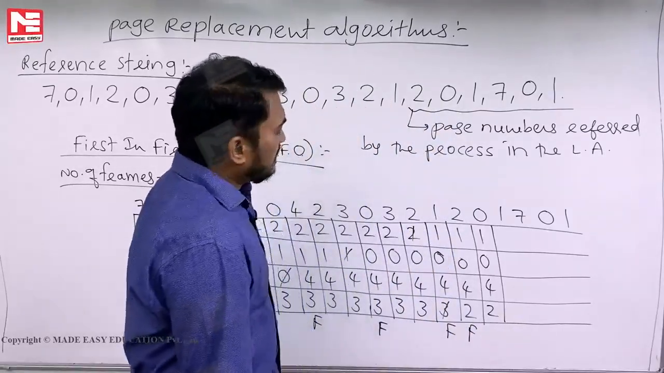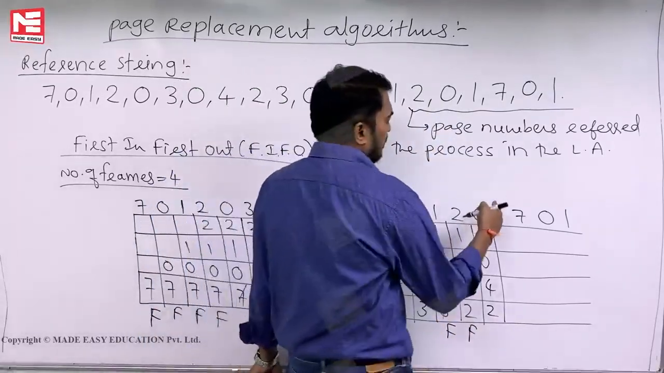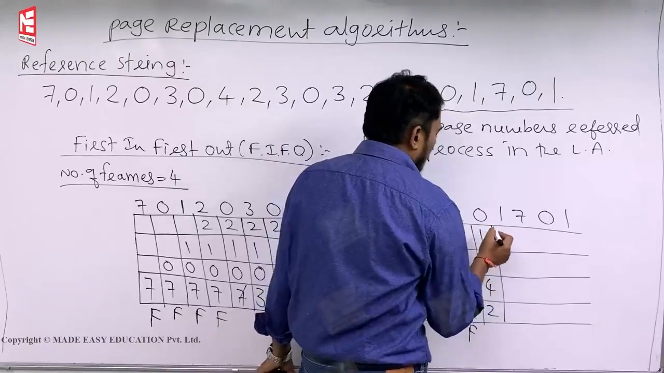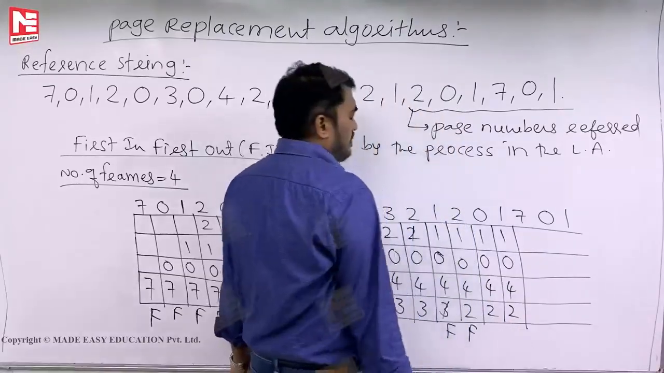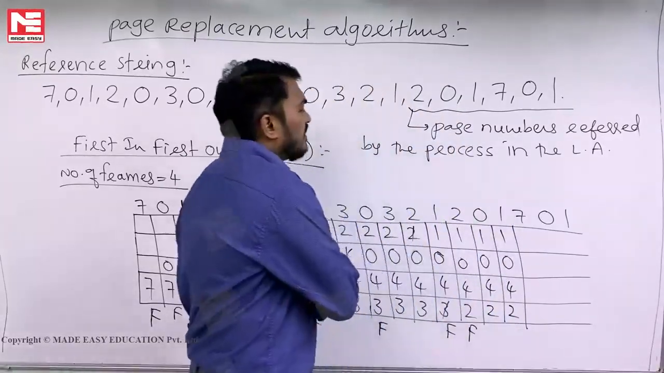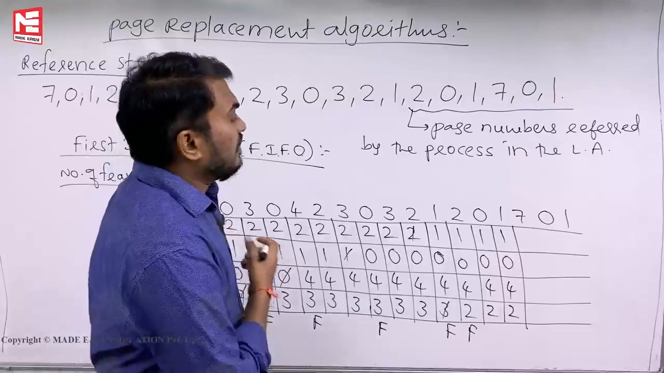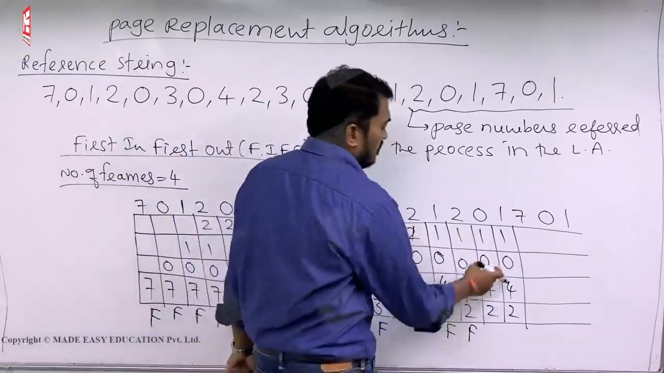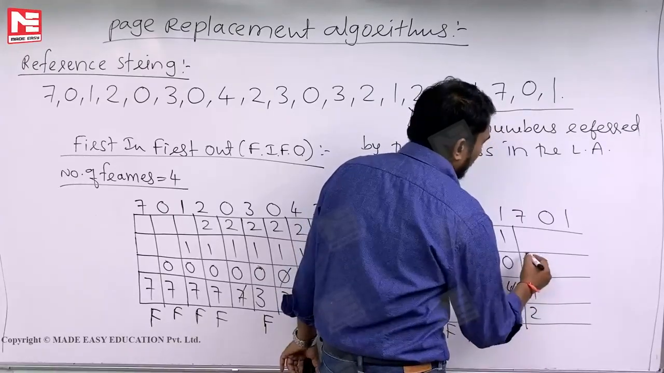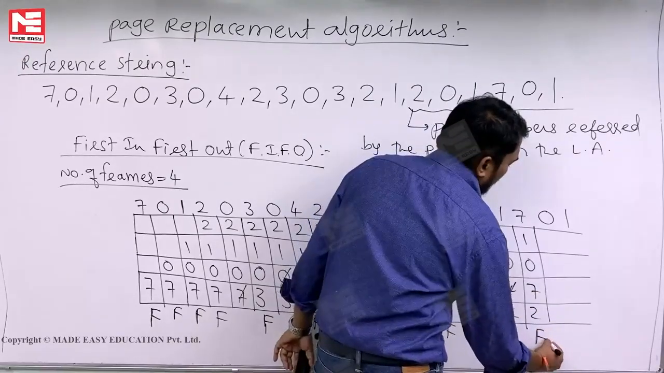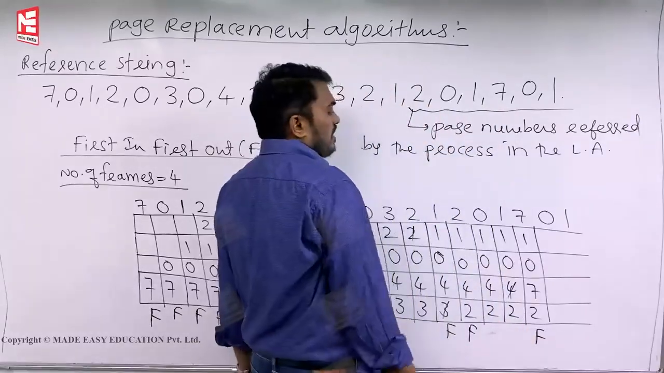Right? Does everyone understand? Next is what? 1. Is 1 available? Yes, 1 is also available here. So copy as it is, no page fault. Next is what here? 7. Is 7 available here? No, not available. Which one do we replace? After 3, who came next? 4. So replace 4 with the 7 and copy the remaining as it is, and that is a page fault.